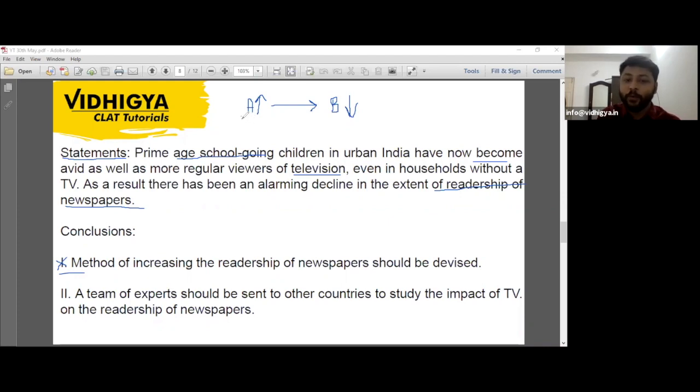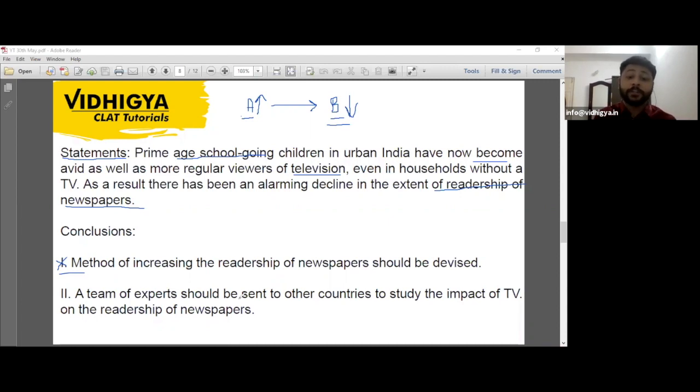But if I replace these words with television and newspaper, you have the criteria set in your mind that okay, reading newspaper is preferred. That is why an alarming decline in the extent of readership of newspaper is a problem in itself. So when it comes to these questions, you have to keep in mind that you don't apply this thing. That is why you'll say that A is the incorrect answer option, because methods of increasing readership of newspaper should be devised is like saying methods of saving the sales of product B should be devised, just because A has increased. So this relation is where you fail.